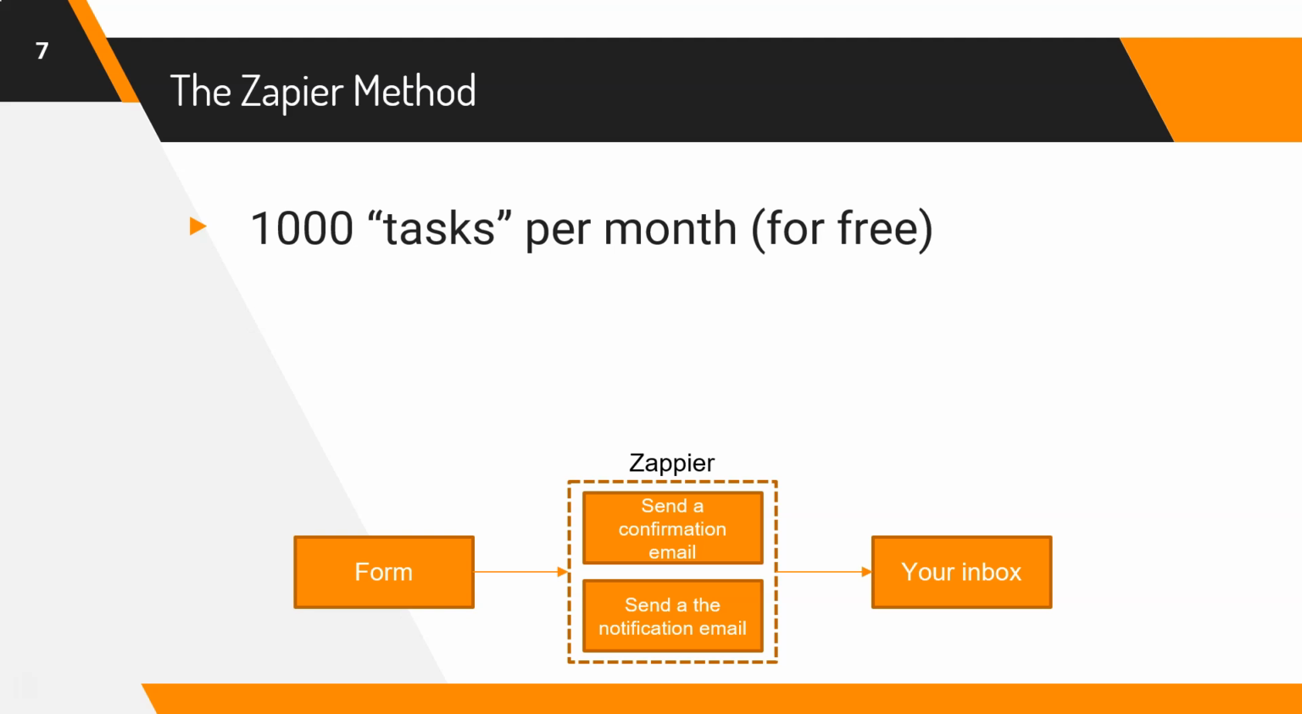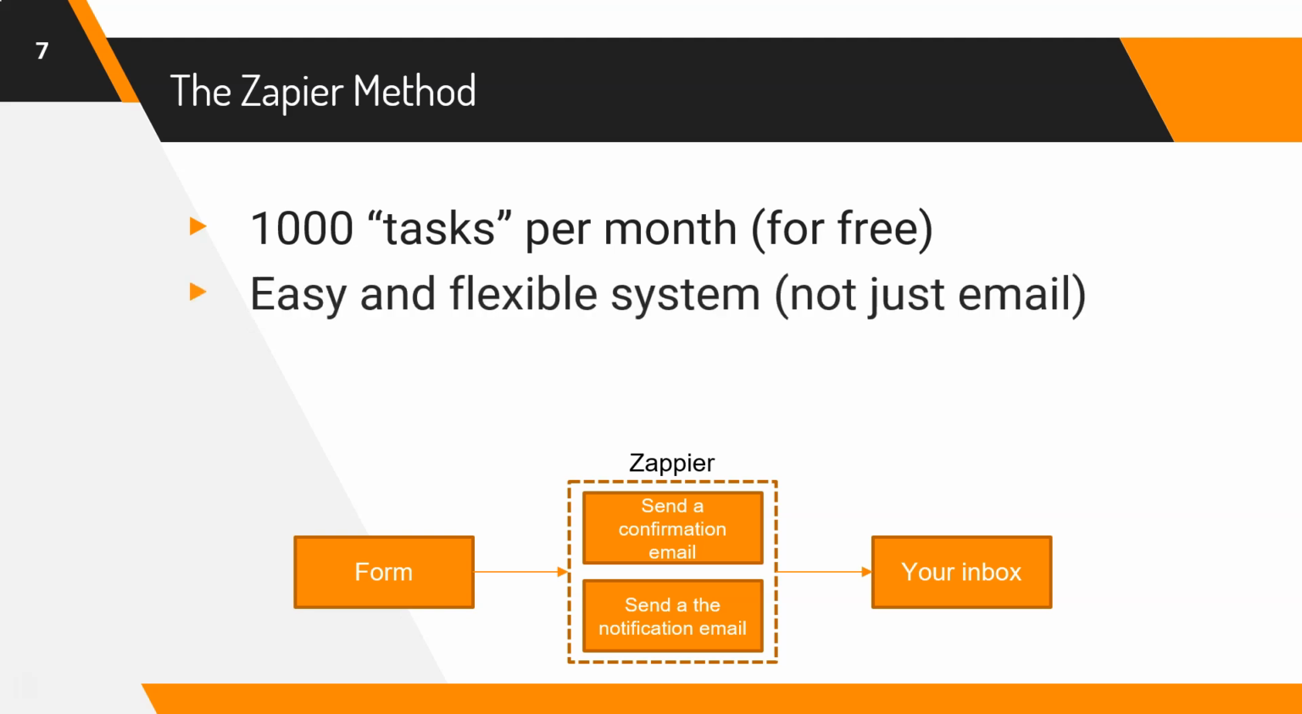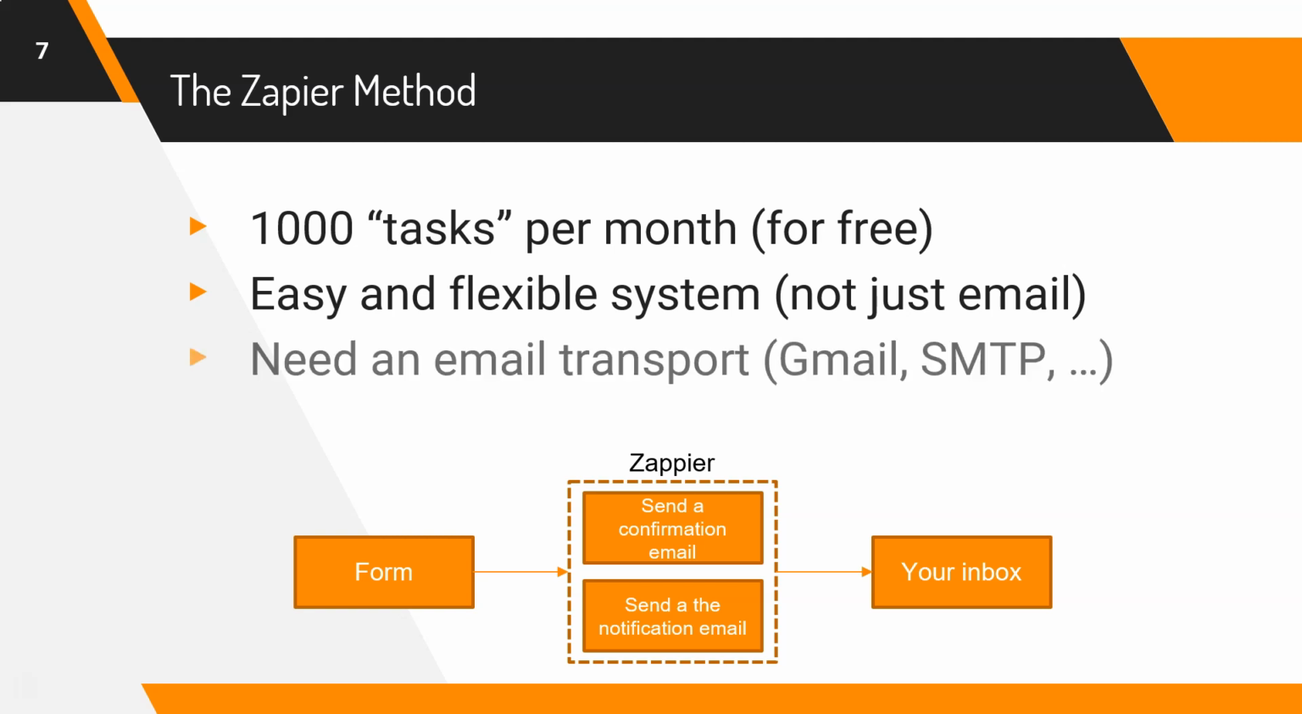Or if you want to do something with, for example, entering the contact information into Google Sheets, but then it will also take down the number. So actually you have 1,000 tasks per month, and tasks are sending email, adding a contact to Google Sheets and that kind of stuff. But you can have an unlimited number of Zaps. So Zaps are actually what is triggered by the people that are submitting the contact form on your website. So it's an easy and flexible system, since it's not just for email, so it's a pretty interesting use case.